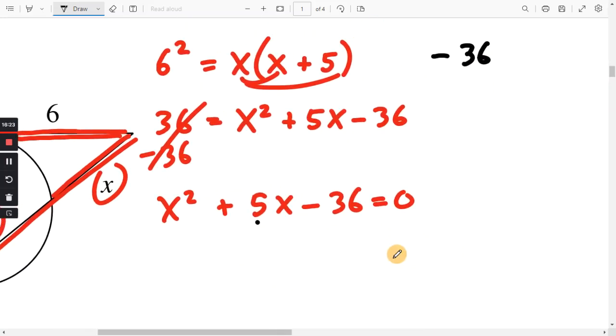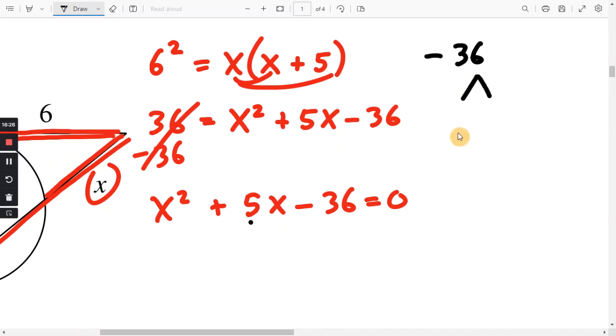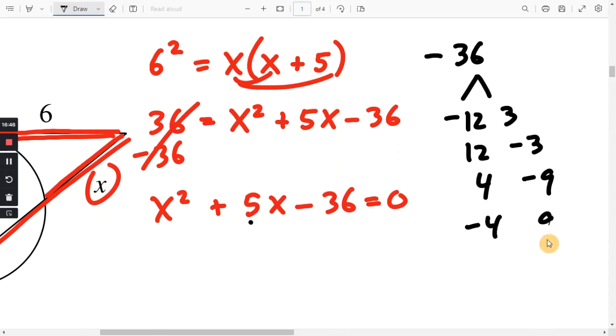All right, so I'm going to write out the factors of negative 36. So you can do negative 12 times 3. That doesn't add to 5. You can do 12 times negative 3. You can do 4 times negative 9. That adds to negative 5. Or you can do negative 4 times positive 9. These two add to positive 5. So we're going to use those two numbers right there.